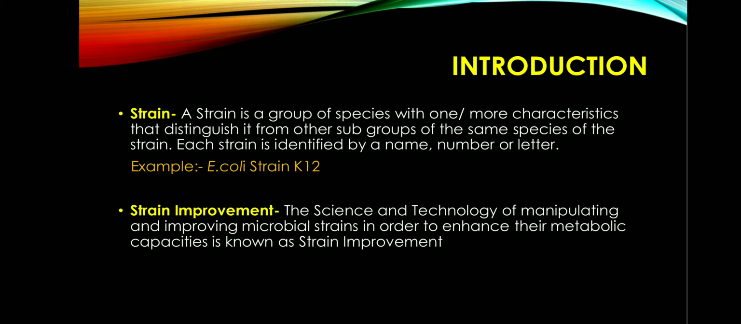Now what is strain improvement? It is the science and technology of manipulating and improving the microbial strains in order to enhance their metabolic capacity. So when I say that here we are going to manipulate the genome of the organism, where we are going to improve the strain of the organism to produce certain products, to enhance their metabolic capacity to produce products in higher quantities, that is called strain improvement.